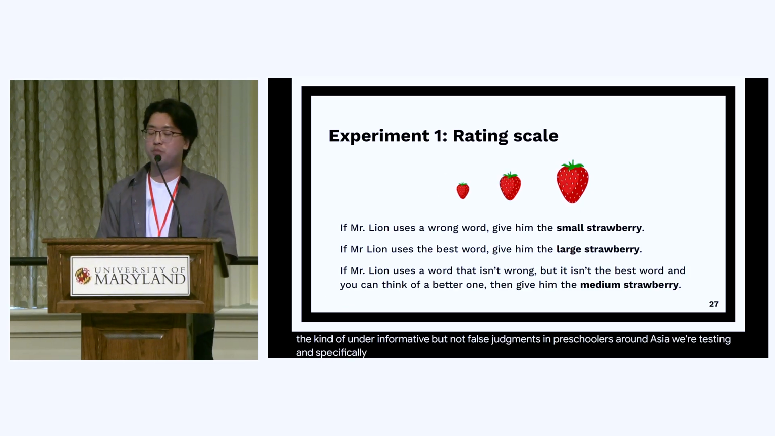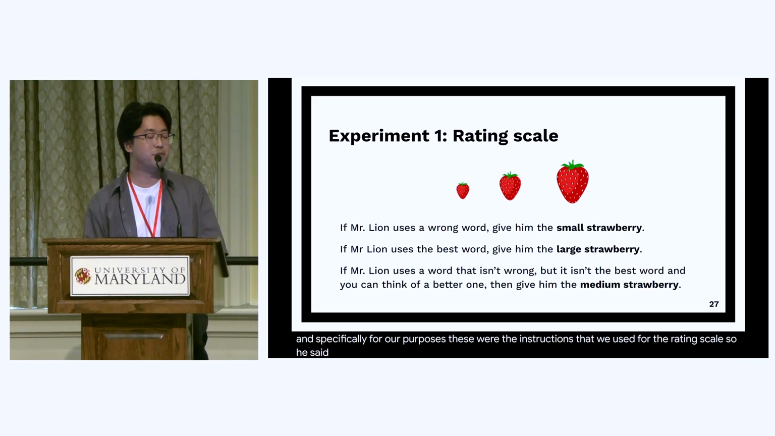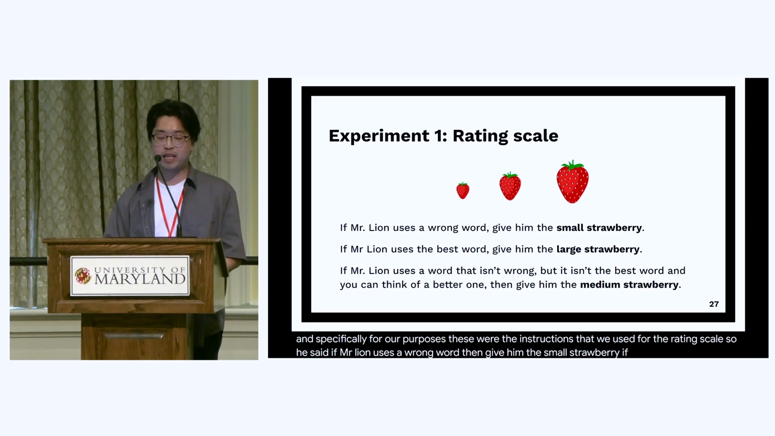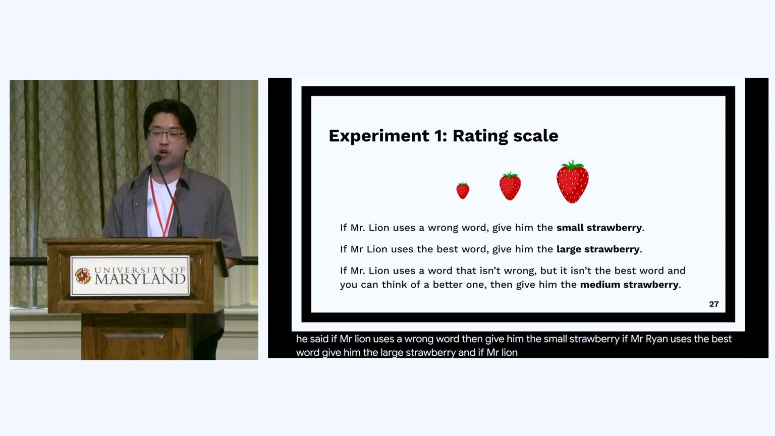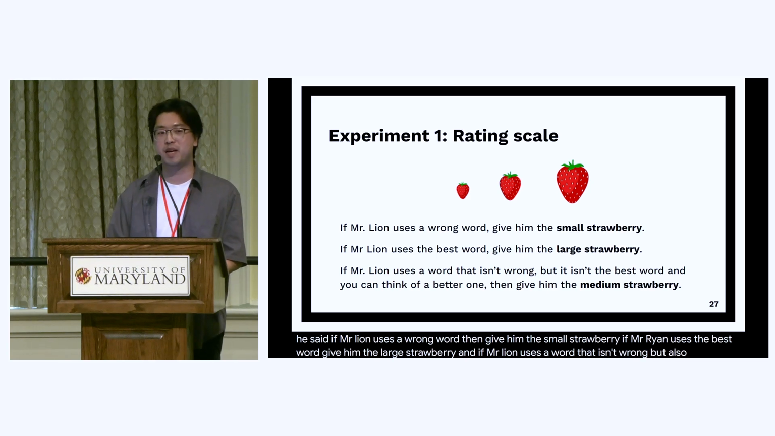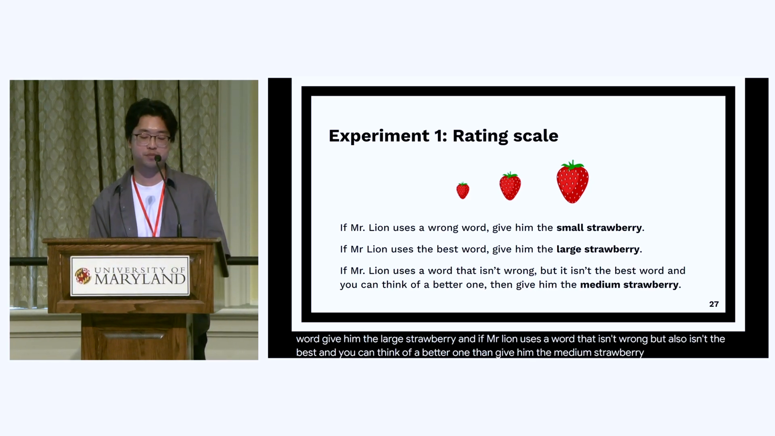And specifically for our purposes, these were the instructions that we used for the rating scale. So we said, if Mr. Lion uses a wrong word, then give him the small strawberry. If Mr. Lion uses the best word, give him the large strawberry. And if Mr. Lion uses a word that isn't wrong, but also isn't the best, and you can think of a better one, then give him the medium strawberry.